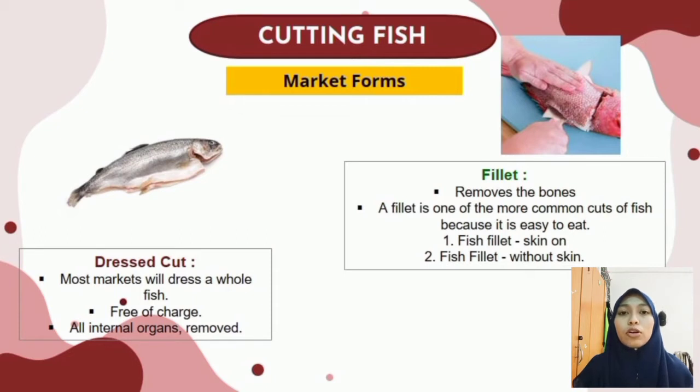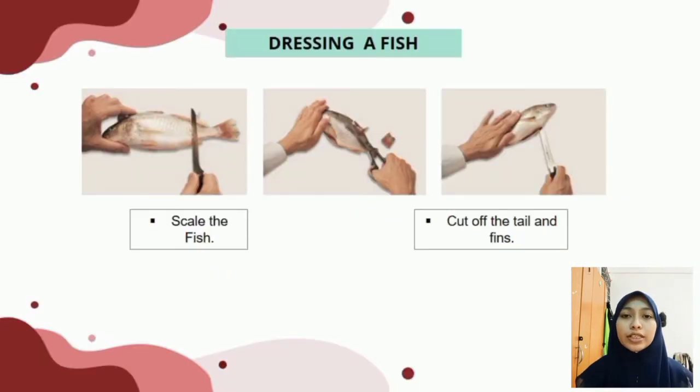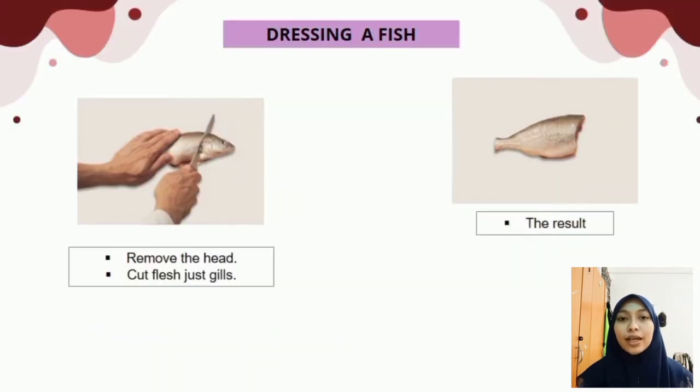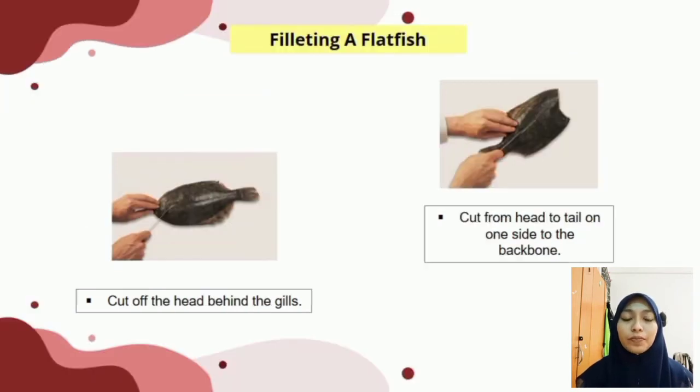There are two types of fillet. First, fish fillet with skin on. Second, fish fillet with skin off. Dressing a fish. First, scale the fish, then cut off the tail and fin. If you want the easiest way, you must use scissors. Next, cut and remove the head, then cut through the flesh just behind the gills. The result is dressed fish.